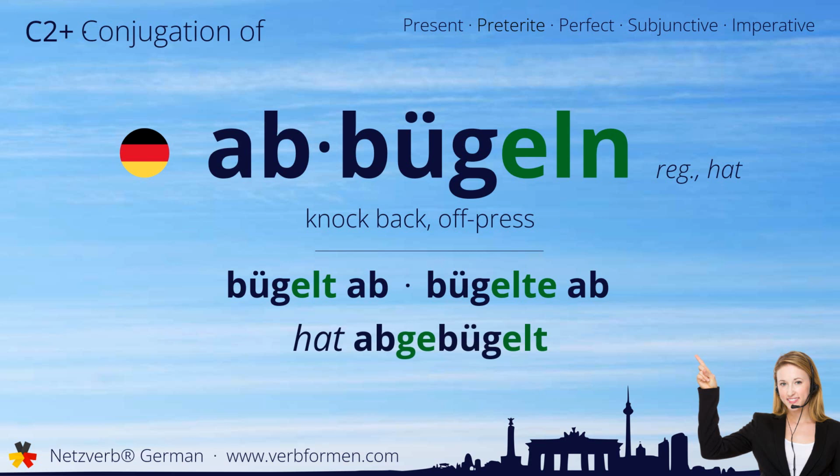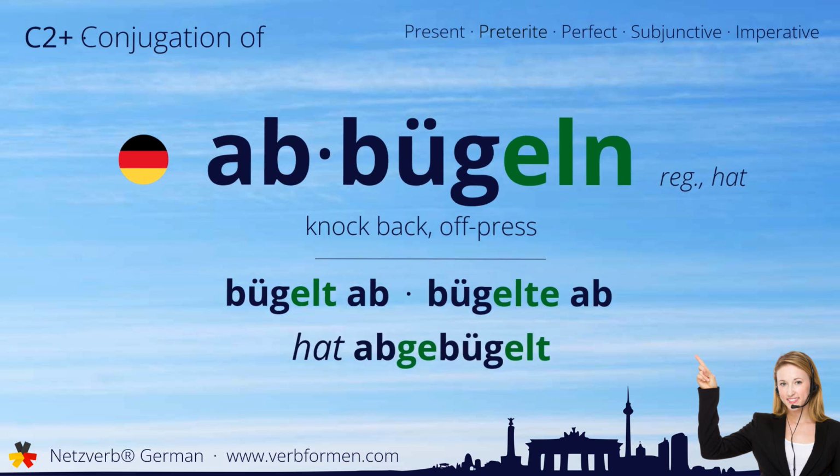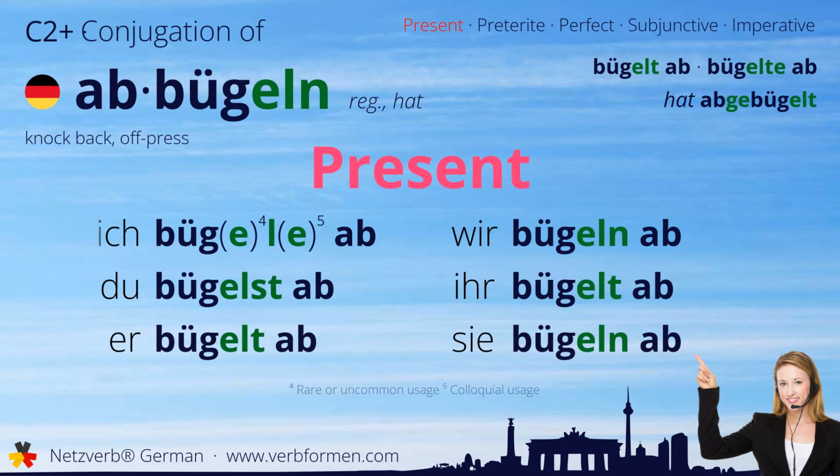Now let's move on to the tenses. First, we'll take a look at the present tense. Ich bügele ab. Du bügelst ab. Er bügelt ab. Wir bügeln ab. Ihr bügelt ab. Sie bügeln ab.